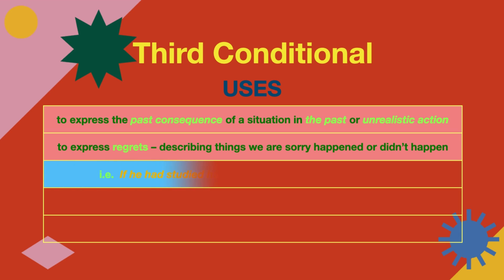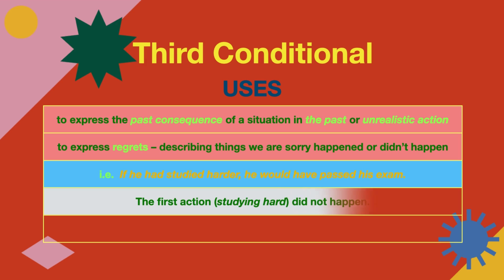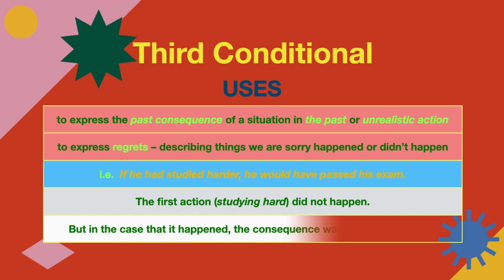For example, if he had studied harder, he would have passed his exam. The first action, studying hard, did not happen. But in the case that it happened, the consequence was passing the exam.